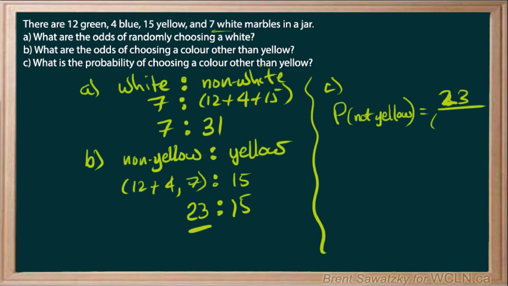So on the bottom, we're going to want all of the marbles. So 12 plus 4 plus 15 plus 7. And so we can figure that all out. We have 23 on the top and add all those up on the bottom. And we end up with 38 on the bottom as the total. So there would be our probability. And we're all done.